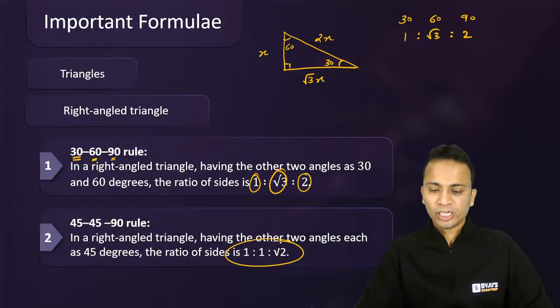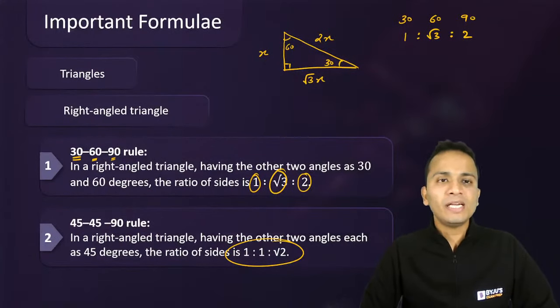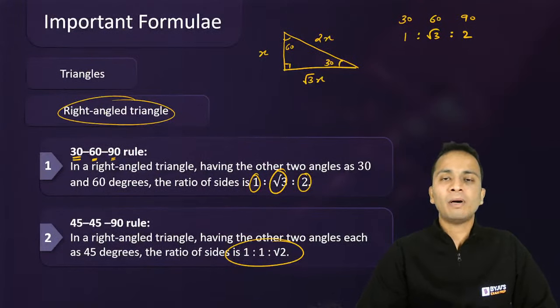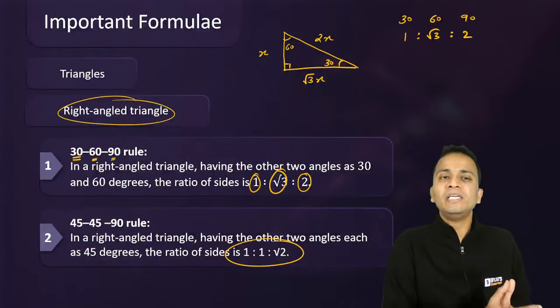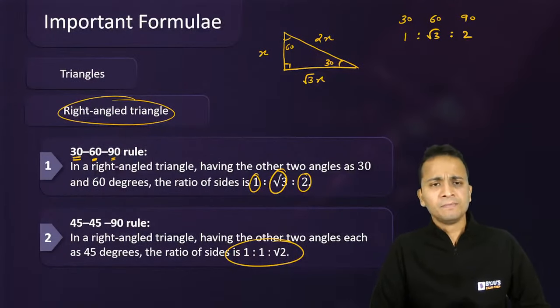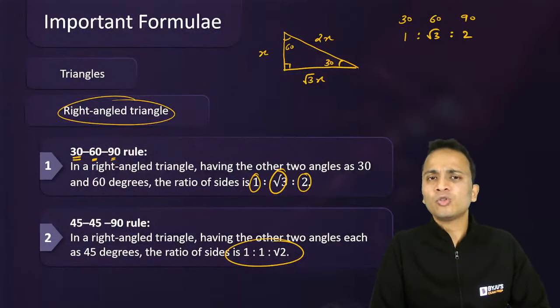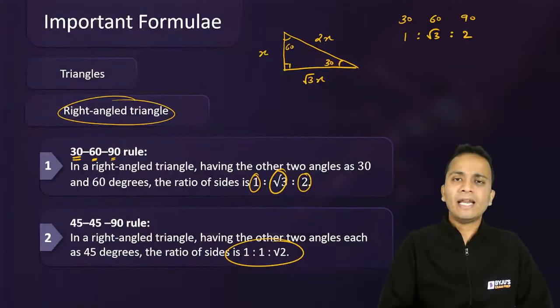Okay. Now, Jayasuman, 30, 30 and 120 is not a right angled triangle. So I'm specifically talking about right angled triangles which are more frequently used in the examination. So these ratios will be applicable for right angled triangles, not for any other type of triangles.